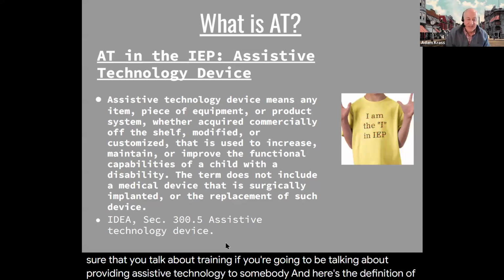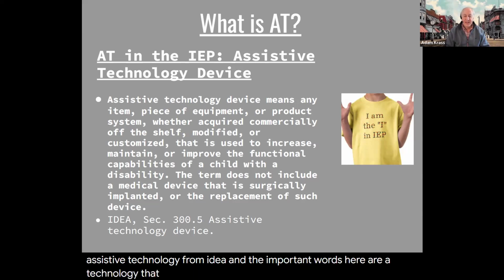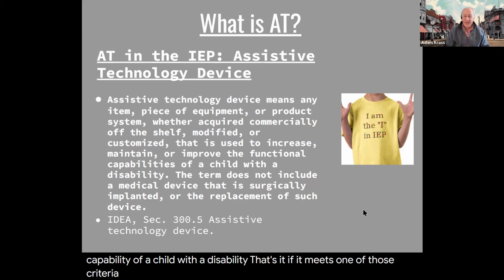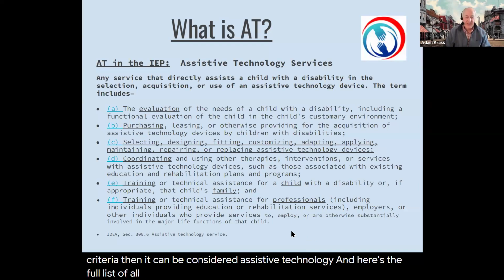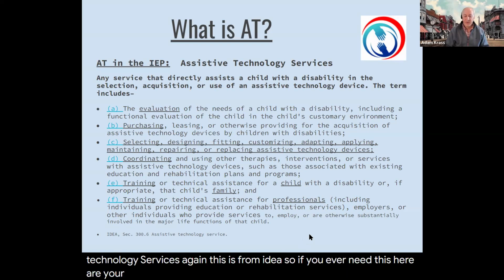And here's the definition of assistive technology from IDEA. The important words here are a technology that is used to increase, maintain, or improve functional capability of a child with a disability. That's it. If it meets one of those criteria, then it can be considered assistive technology. And here's the full list of all the things that are included under the term assistive technology services. Again, this is from IDEA. So if you ever need this, here are your references.